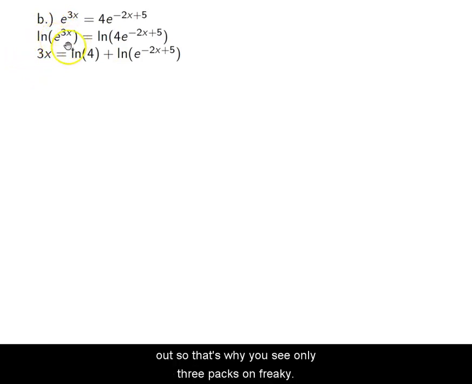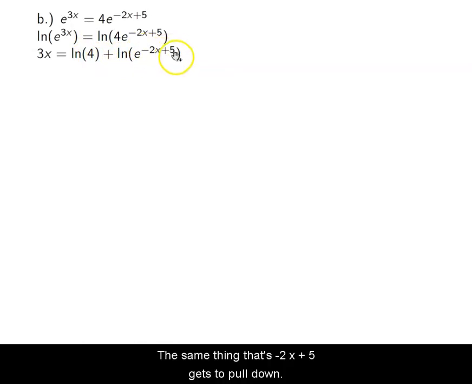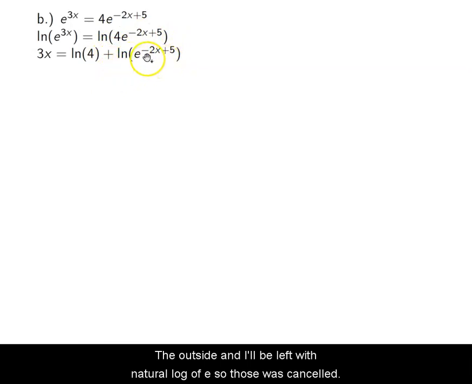That they cancel out. So that's why you see only a 3x over here. Over here, this separates into natural log of 4 plus natural log of e to the negative 2x plus 5. Here, same thing, this negative 2x plus 5 gets to pull down to the outside, and I'll be left with natural log of e, so those will cancel as well.